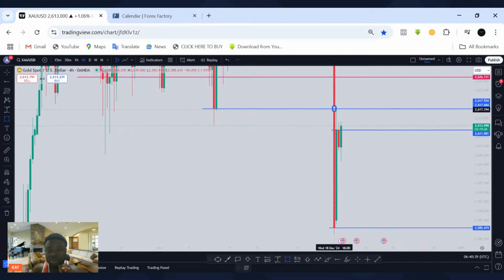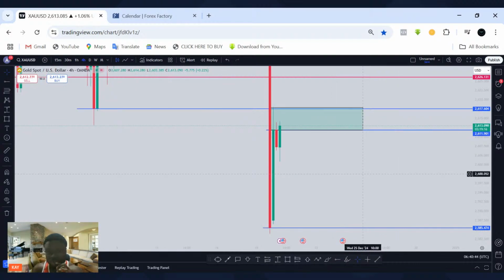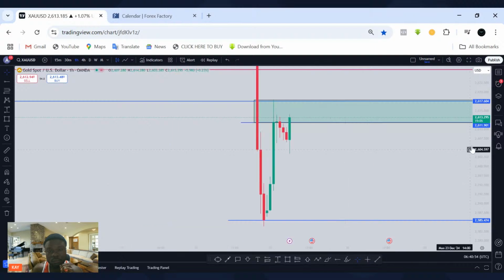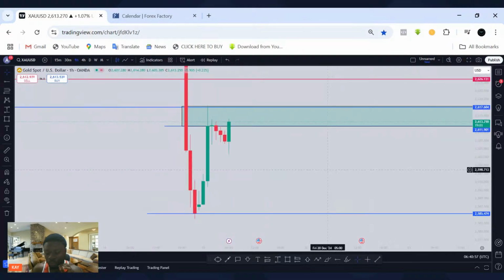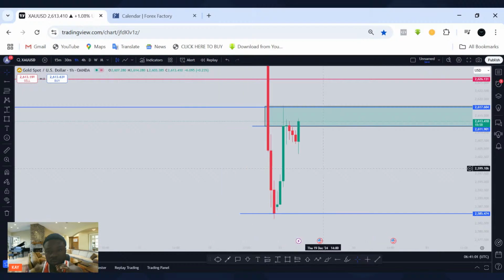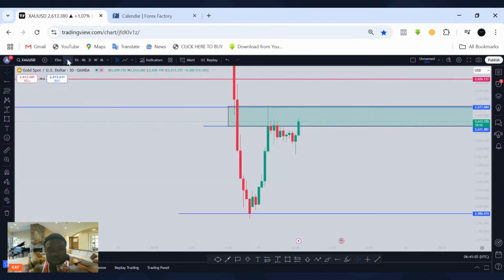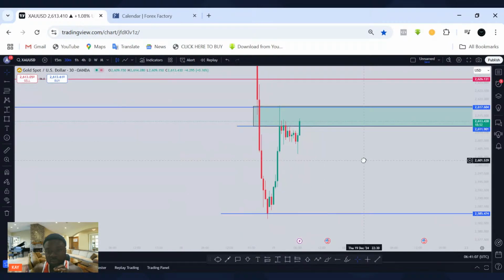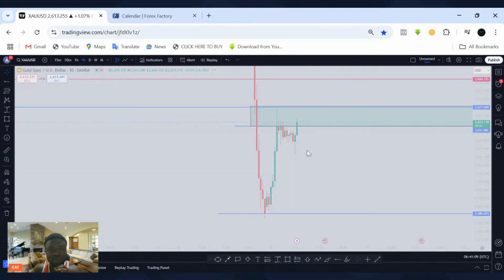So the whole of this place is a zone. That's good for you. So we need to see some bearish confirmation to prove that it is going to move down.